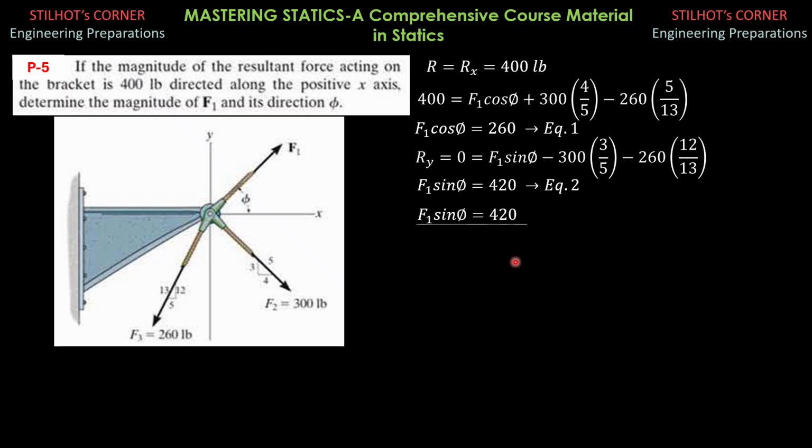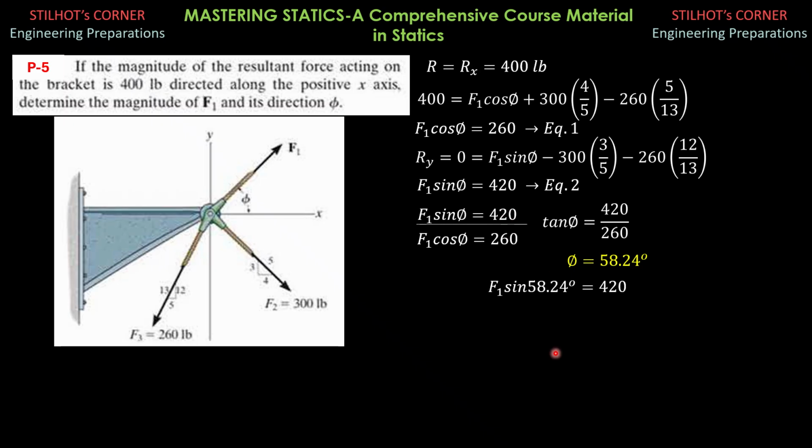So equation 2 divided by equation 1, we have tangent of P equals 420 over 260, or P is inverse tangent of 420 over 260, and P is equal to 58.24 degrees. Then we substitute this into the equation, F1 sine of 58.24 degrees equals 420. So we'll get F1 equals 494.0 pounds. So that's it.